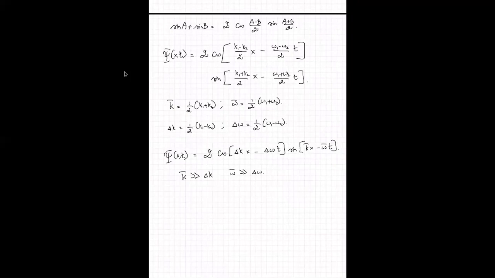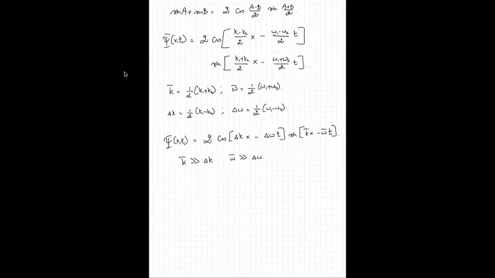Okay. So now if you look at it this way, this linear superposition of two waves gives you a product of two waves. The first wave has a very long wavelength and the second wave has a very short wavelength. The wavelength of the first, lambda L, is 2 pi over delta K. And the wavelength of the second, which is very, very short, is 2 pi over K bar.